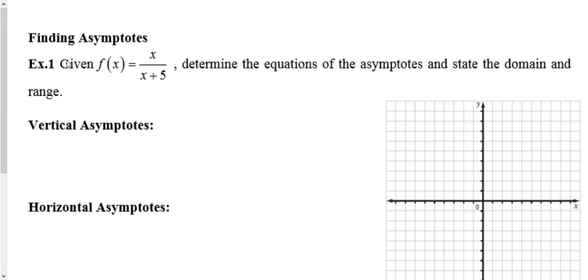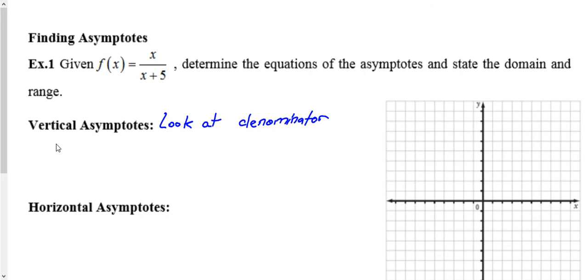So now we're going to switch over and work through some examples. It says, given f of x equals x over x plus 5, determine the equations of the asymptotes and the domain and range. We do have a grid off to the far right where we can sketch our graph as well. I'm also going to do that on my graphing calculator, just to double check. So, vertical asymptote first. You're always looking at the denominator, and asking what x makes it 0.